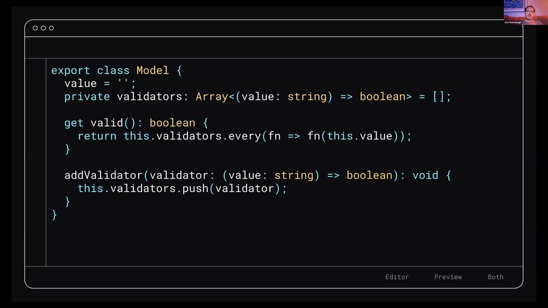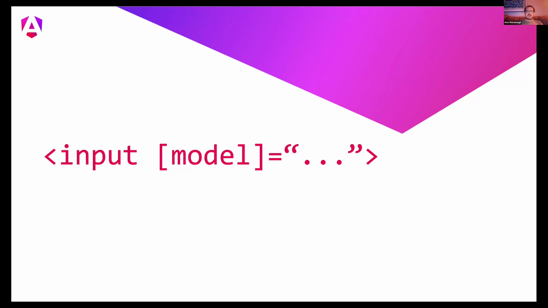So it has a valid status that we can read, which is a getter that just checks with all of the validators and makes sure all of them say that, yes, the current value is considered valid. And we have an API to add additional validators to this thing. And so we expect to use it something like this, right? We'll create an input control in the template, and we want a directive in place that will synchronize this input control with an instance of this model class.